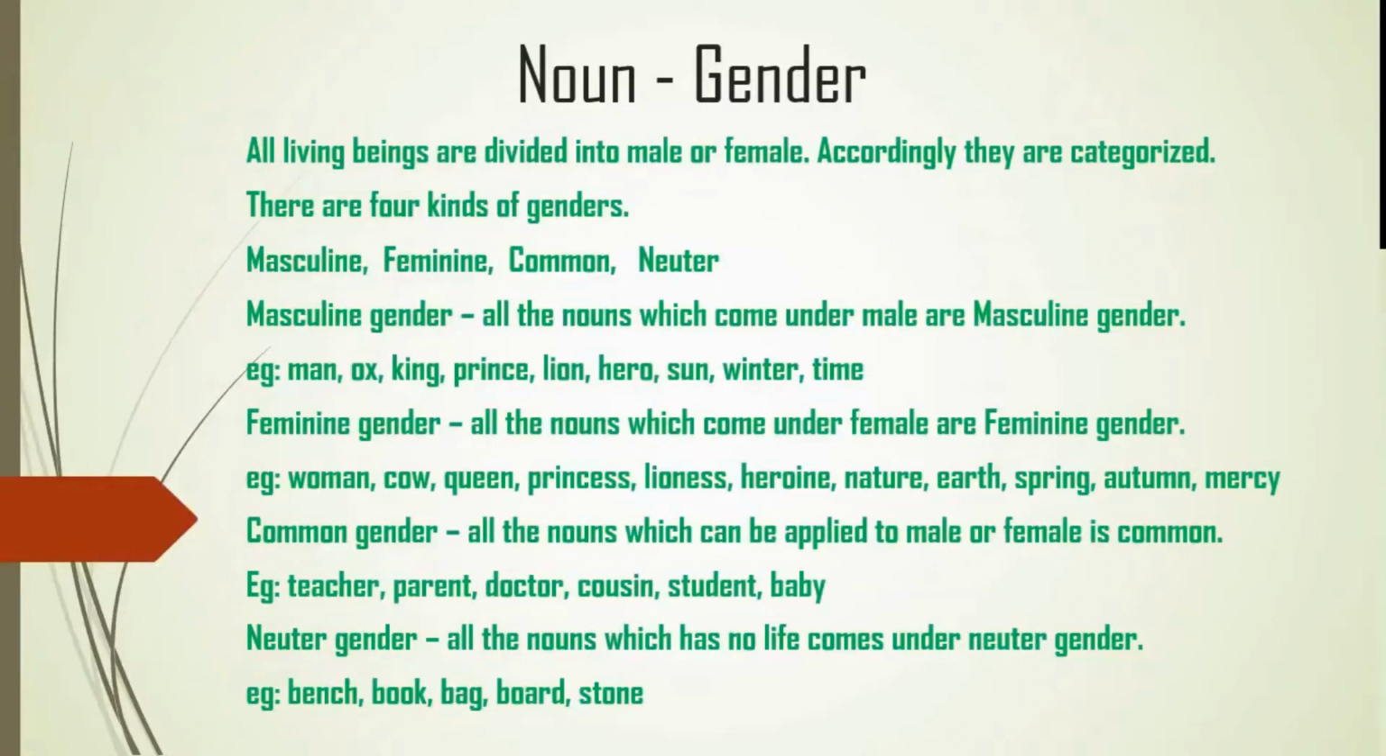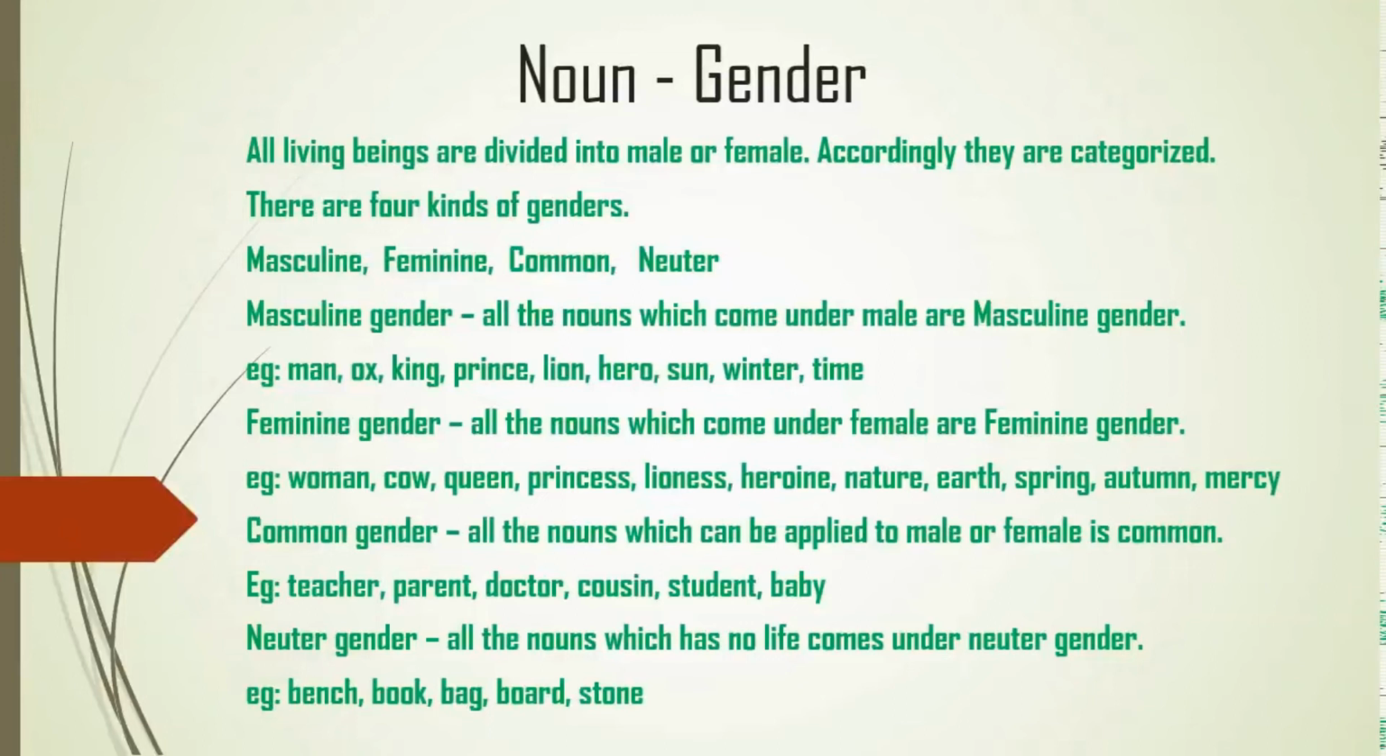Next comes common gender, which is applicable to both male and female. So let's see the examples. Teacher, it can be a male teacher or female teacher. Parent, it can be mother or father. Doctor, it can be a he doctor or she doctor. Cousin, it can be male or female. Student, again it can be a boy or a girl. Baby, it can be a baby boy or baby girl.